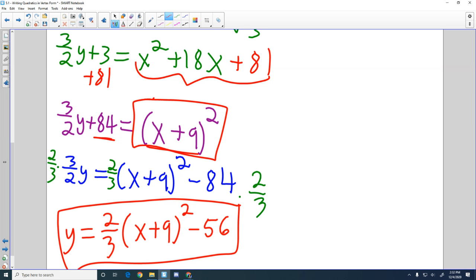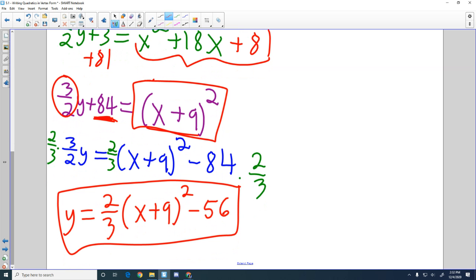I treat that like its own variable in a way. And I'm just now moving over the 84, and then I'm getting rid of the 3/2, right? Because I want to get the y by itself. So minus 84 and then subtracted 84 times 2 over 3. Yep, and that gives us that thing on the bottom.